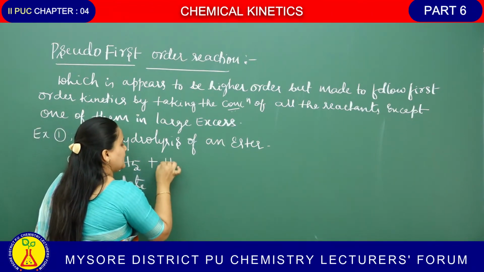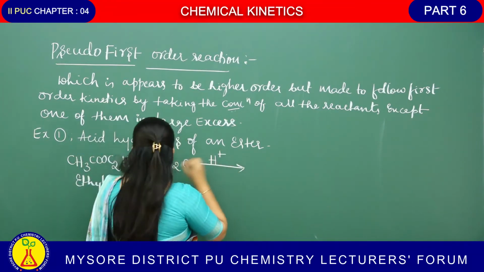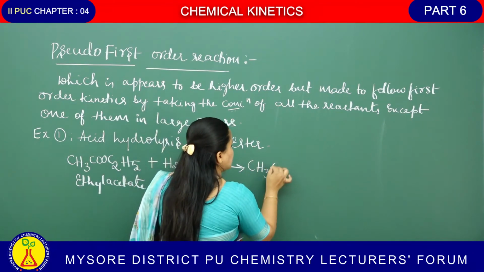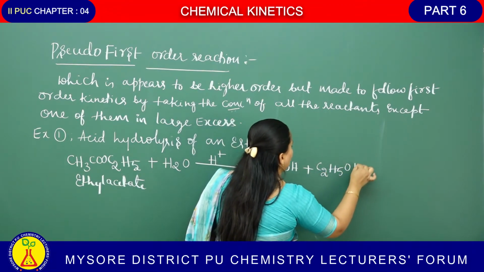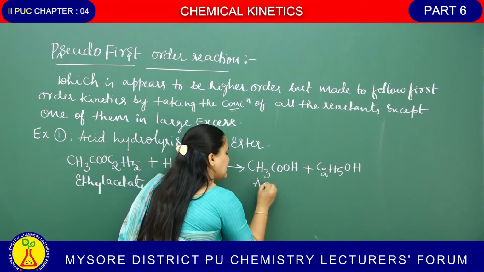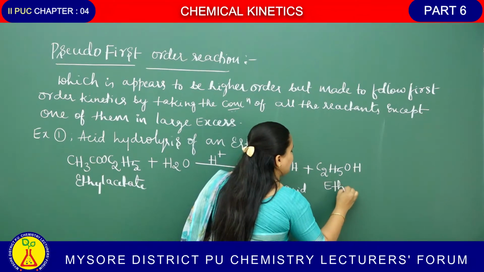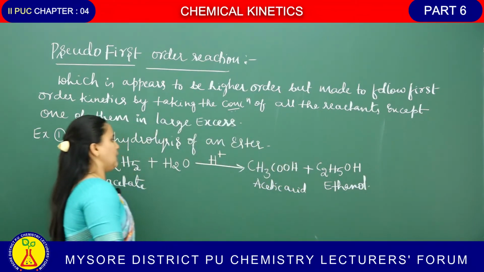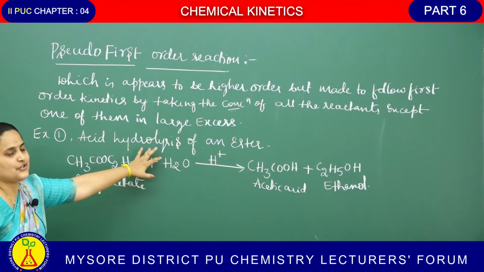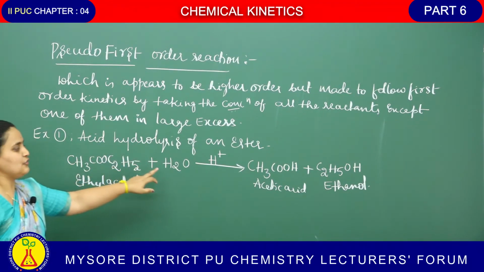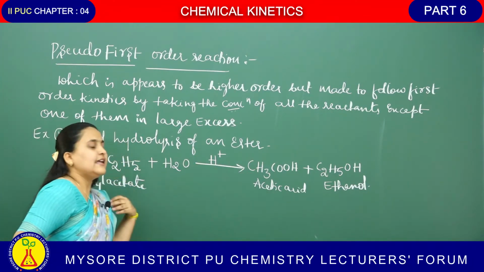which undergoes hydrolysis in the presence of an acid, and is converted into acetic acid and ethanol, otherwise ethyl alcohol. CH3COOH means what? Acetic acid. C2H5OH means what? Ethanol, or ethyl alcohol. This is the first example for pseudo first order reaction: acid hydrolysis of ethyl acetate. Ethyl acetate undergoes hydrolysis in the presence of an acid and is converted into acetic acid and ethanol.